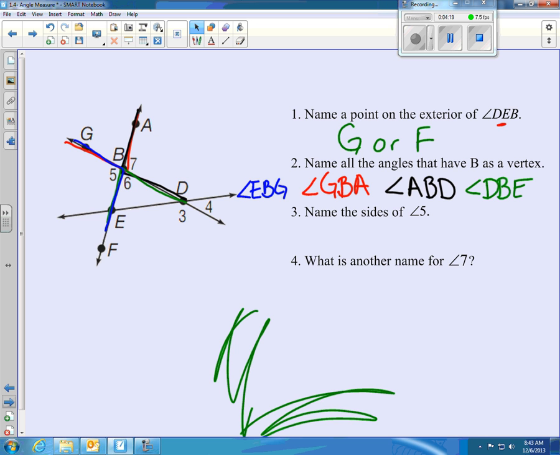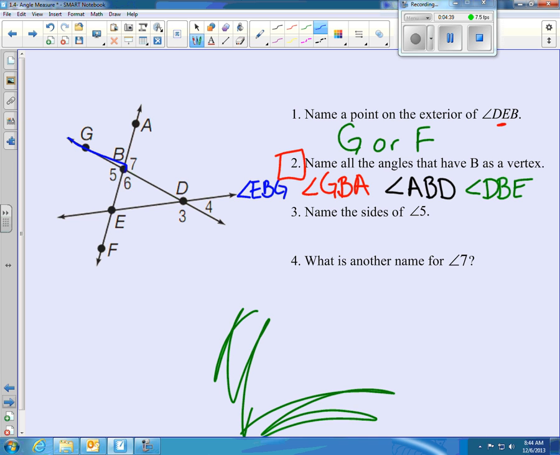I want you also to give me the numbers. So you guys should come up with the number that we use for our angles. So angle 10 or whatever. All right, name the sides of angle 5. So I'm going to highlight just angle 5 for you.